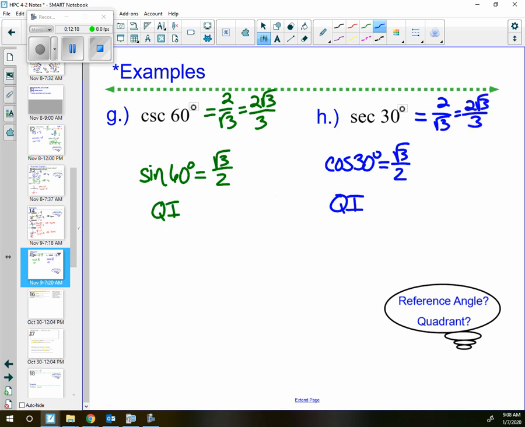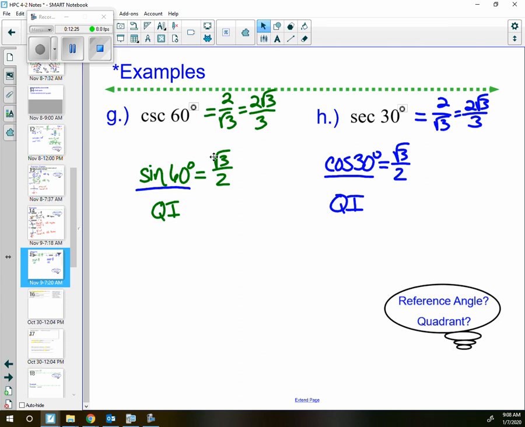So you actually end up with the same answer, which hopefully shouldn't be surprising because remember we talked about those co-functions of complementary angles are equal. So sine of 60 should always be the same as cosine of 30. So their secant and cosecant values would be the same as well.